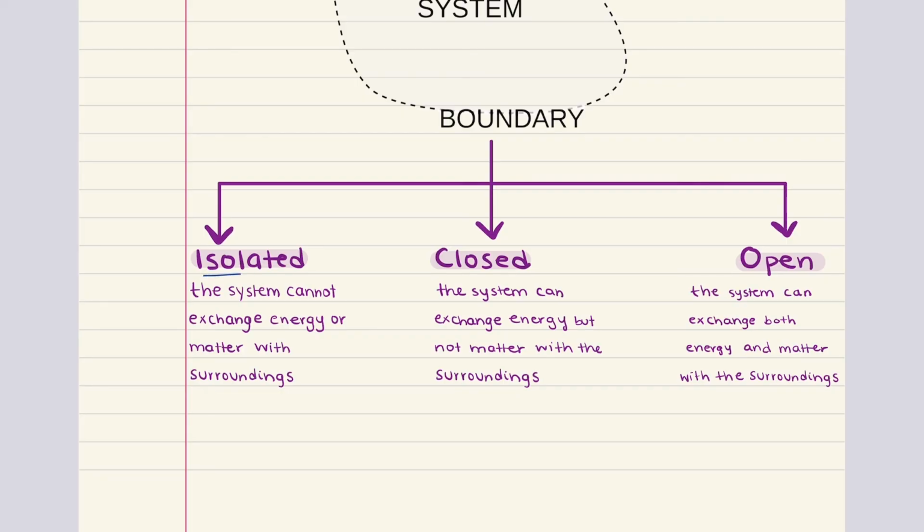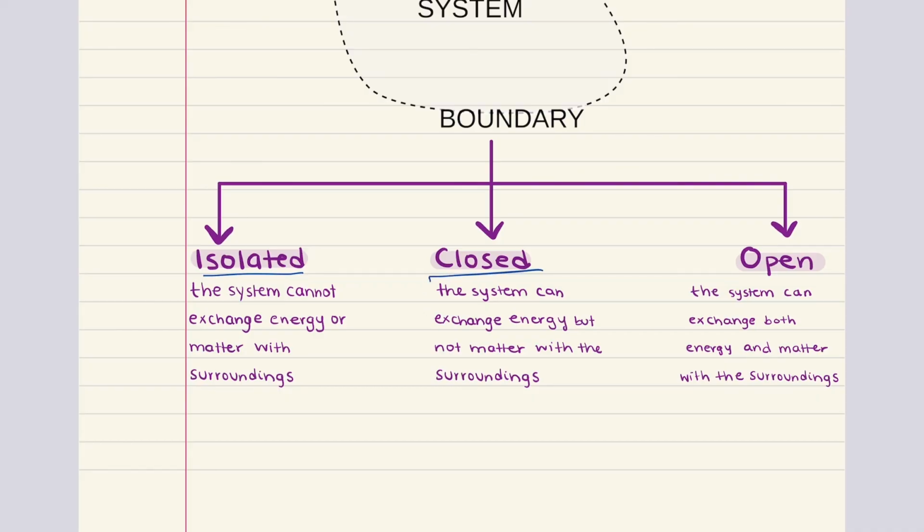Let's start with isolated systems. These systems are completely insulated from their surroundings. They cannot exchange energy or matter with their surroundings. An example of an isolated system would be a bomb calorimeter, which we discuss in detail in the MCAT General Chemistry playlist. It's designed essentially to prevent any exchange with the outside environment.